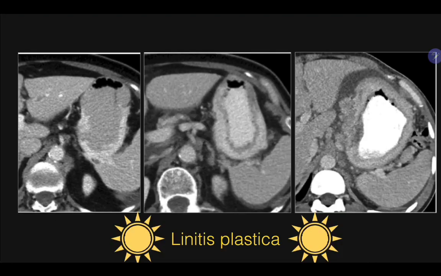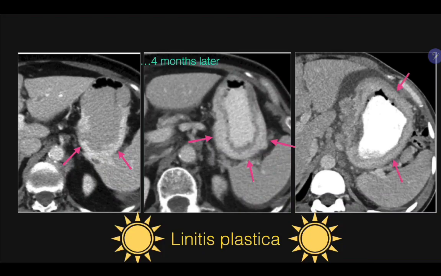Let's move along and discuss adenocarcinoma. Linitis plastica is an infiltrative subtype of gastric adenocarcinoma, which results in diffuse thickening and enhancement of the wall. It can be primary or metastatic, and it can start relatively subtle, like in this first example, which progressed to extensive thickening at 4 months.